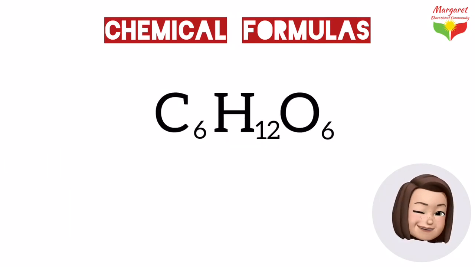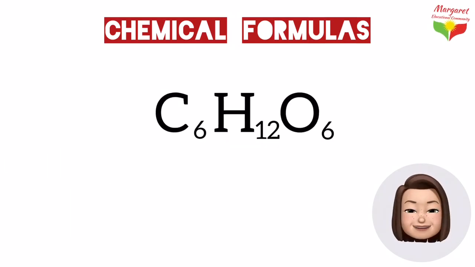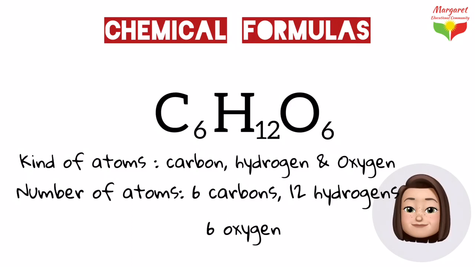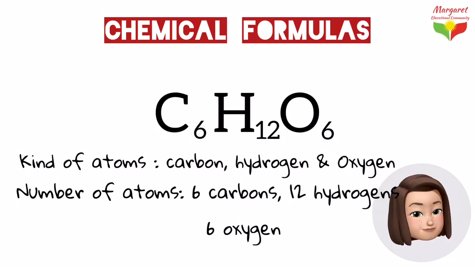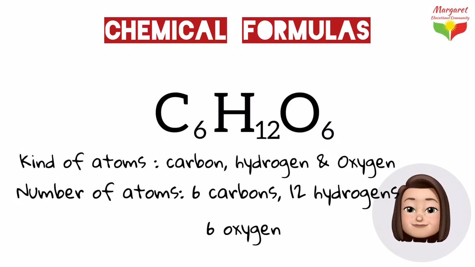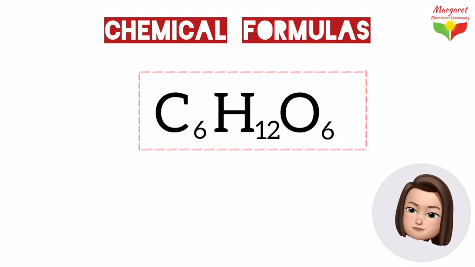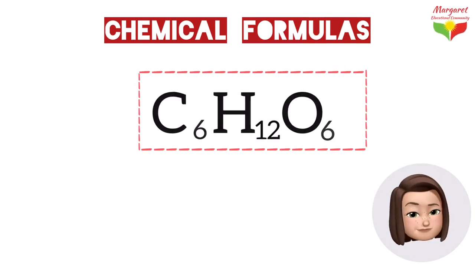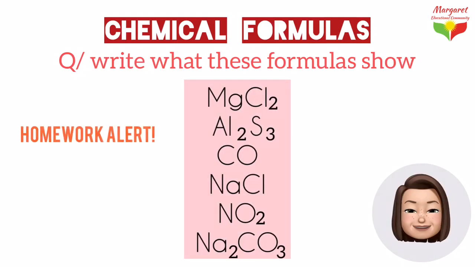We have glucose, C6H12O6. It means the molecule has 6 atoms of carbon, 12 atoms of hydrogen, and 6 atoms of oxygen. And instead of writing all of this, we will just shorten it to C6H12O6. Now, can you tell me what kind of atoms and how many of them are present in the following formula?